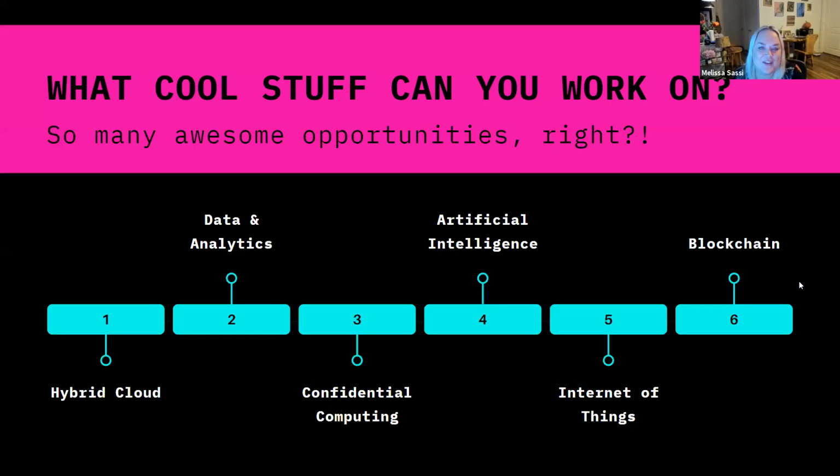So what kind of cool stuff can you work on if you're working in the world of enterprise computing, or working in our world, IBM Z? Lots of opportunities. That's hybrid cloud, that's data and analytics, confidential computing, or data protection, privacy and security, AI or machine learning, IoT, blockchain, all kinds of stuff.